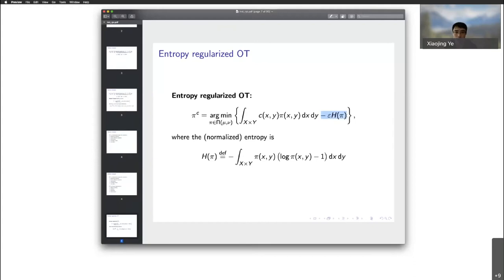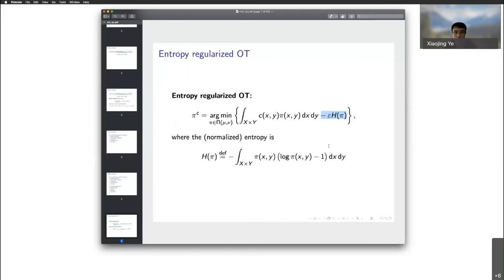So this H is the entropy term of the joint distribution, and this epsilon is a regularization parameter. There are different ways to interpret or explain why this term will be useful or necessary in certain applications. I'm not going to talk about those, especially in social science. There are very nice explanations why this entropy term will be a good plus to this problem.